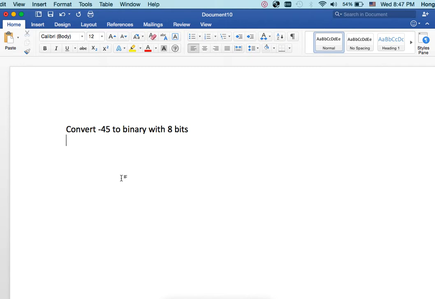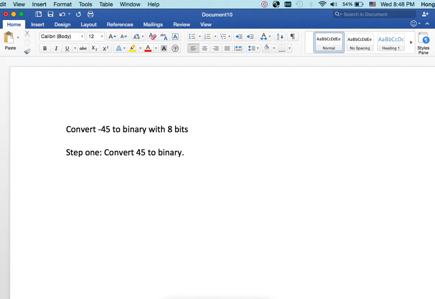Since this is negative 45, when we convert a negative integer to binary, we will convert its opposite, which is positive 45, to binary first, then use 2's complement to convert that number back to the binary representation of negative 45. So what does that mean? First, let's convert. Step 1. We convert 45 to binary, okay, which is its opposite.